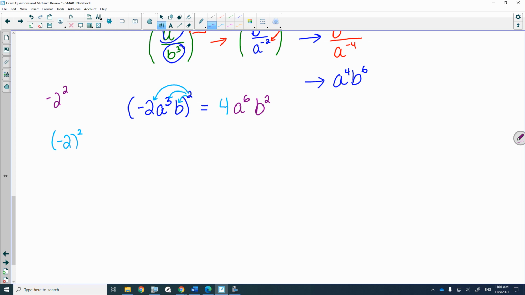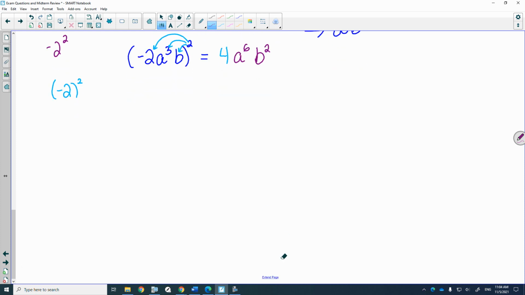Okay, what would you do for this? 6x to the 4, y to the -3, all over 14xy^2.